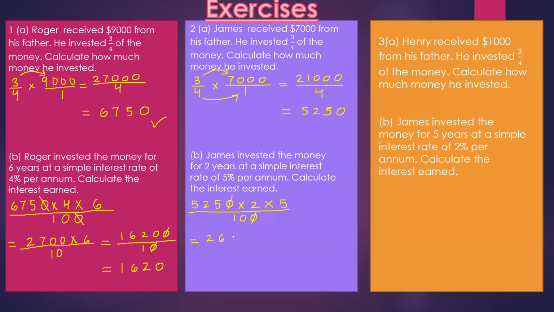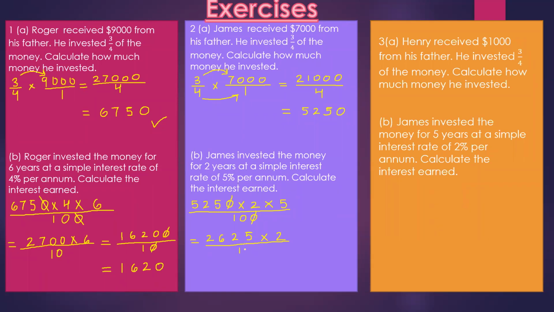2,625. Where's Yolanda? Yolanda, I'm here. Check your number 2B. You have an extra 0 here for some reason. Okay. Divided by what?